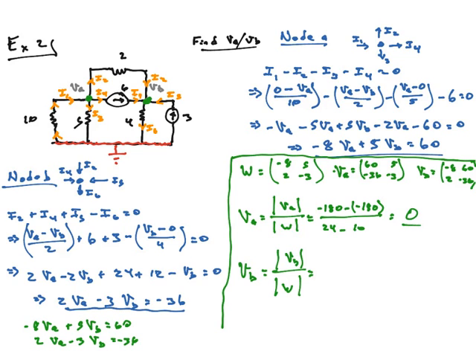What is VB? Negative 8 times negative 36, we get 288, minus 2 times 60 is 120, over the W. Well, the W is 24 minus 10, which is 14. So 288 minus 120 gives me 168 over 14, which is 12. And there we go. VA is 0, and VB is 12.